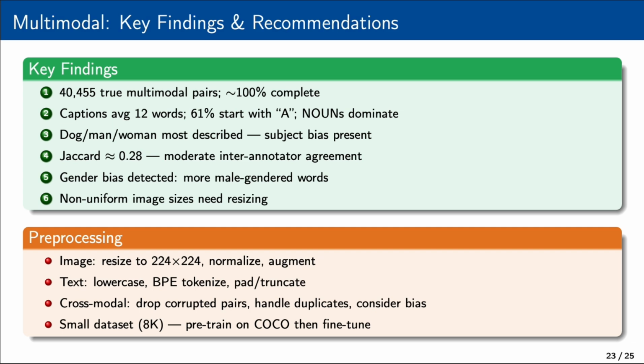At the cross-modal level, any corrupted or duplicate pairs should be dropped, and the dataset's biases should be explicitly acknowledged. Given that 8,000 images is a relatively small collection for vision-language tasks, we recommend pre-training on a larger dataset like COCO first, then fine-tuning on Flickr8k.